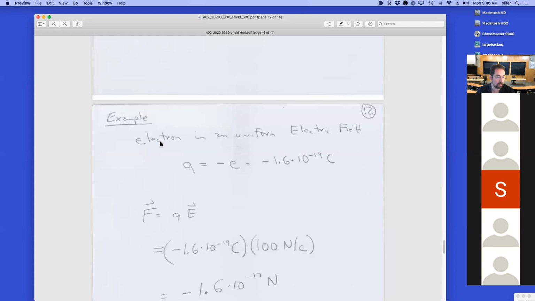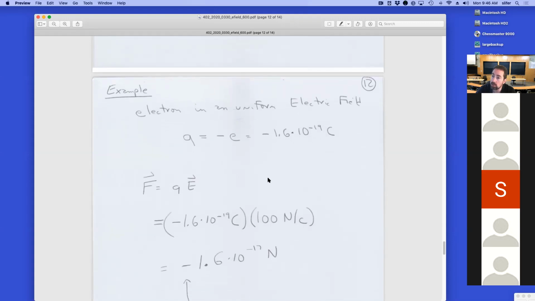I come along with an electron. An electron is a fundamental particle. Each one of them is identical, and every single electron in nature comes with a basic unit charge of negative 1.6 times 10 to the negative 19 coulombs. Any electron you ever find in nature is always going to have this charge. So I put this negative charge, with this absurdly small amount of charge, into that electric field. I want to know what the force is going to be.